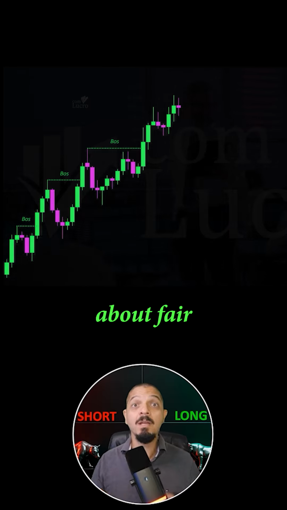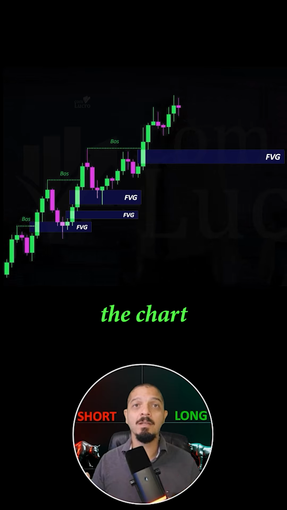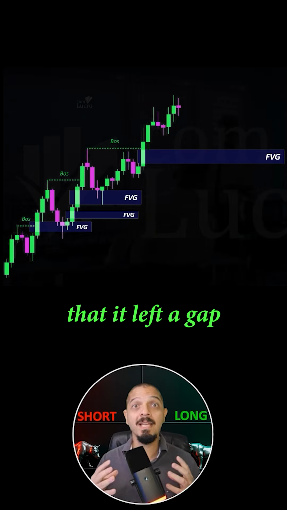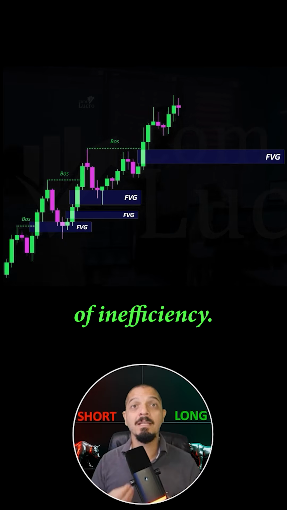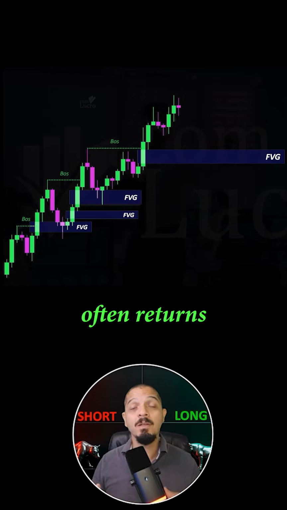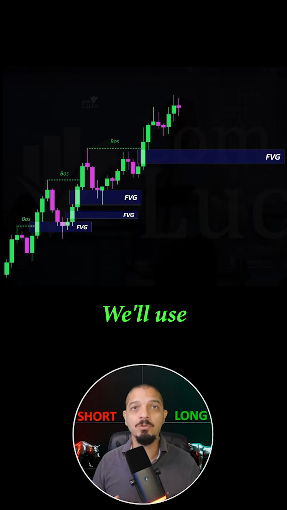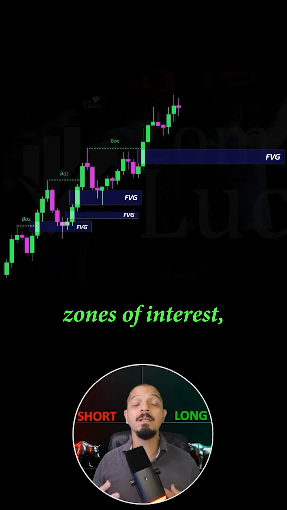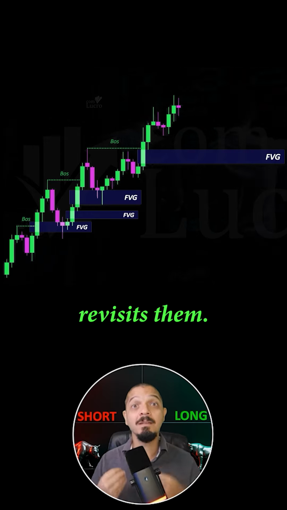Next, let's talk about fair value gaps. These are imbalances on the chart, zones where price moved so quickly that it left a gap between candles, creating an area of inefficiency. The market often returns to fill these gaps as it seeks balance. We'll use these manually marked gaps as key zones of interest, expecting possible price reactions when price revisits them.